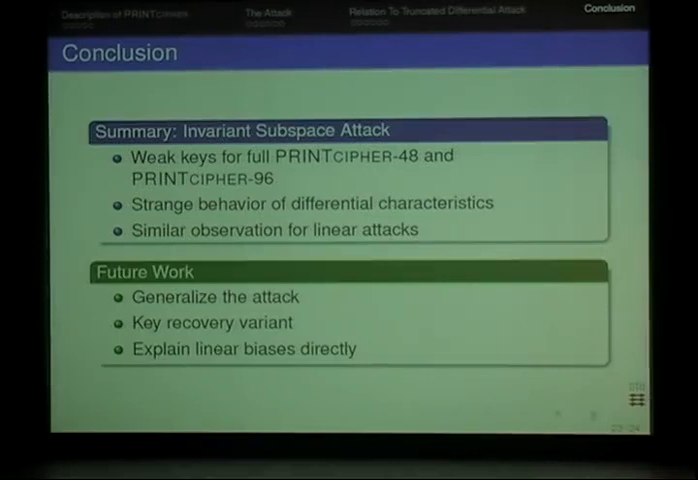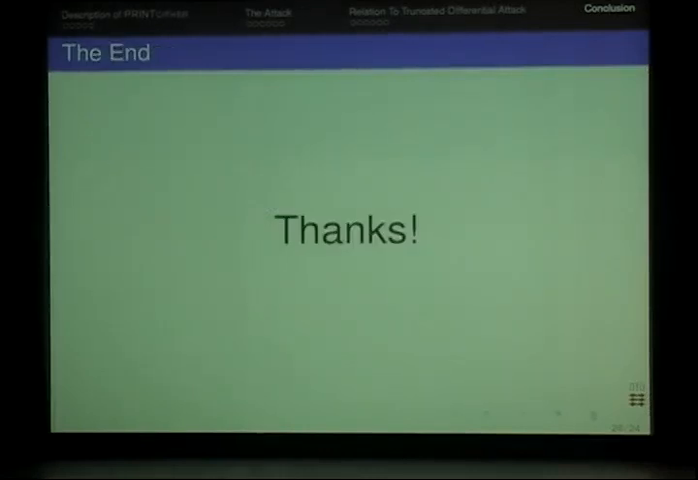So future work is to generalize the attack. Another open problem is that so far this is only distinguishing. So if you have a weak key, you can easily identify that you have one of those 2^50-something keys. But finding the correct one out of these 2^50 is still not possible. We still don't know how to do this. And another thing which I think is interesting is to explain this strange behavior of the linear attacks directly. I think this would be nice to be able to do. And that's all I had to say. Thanks.